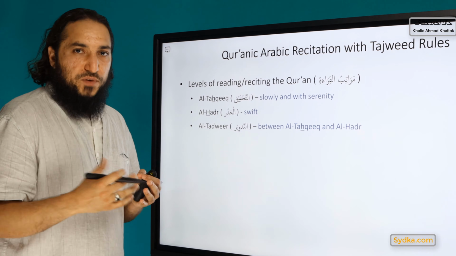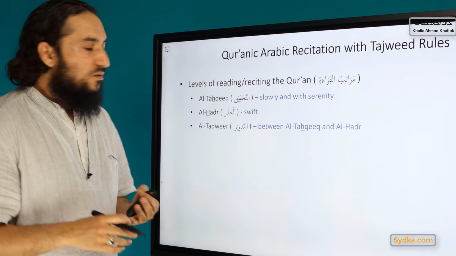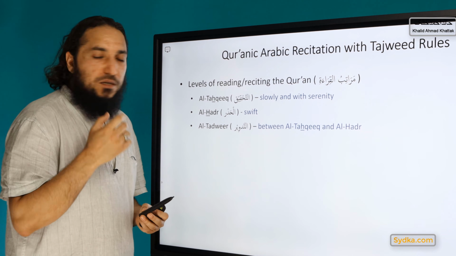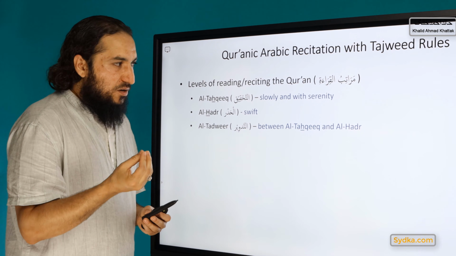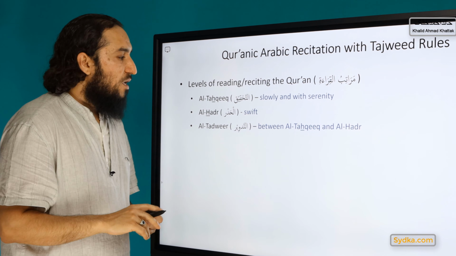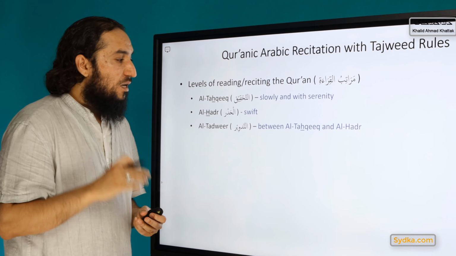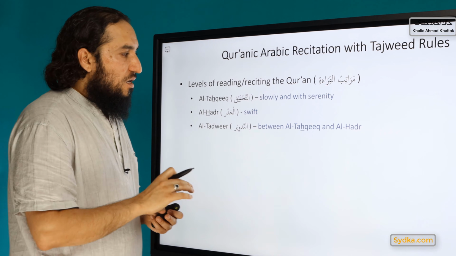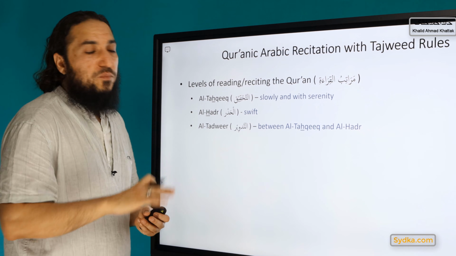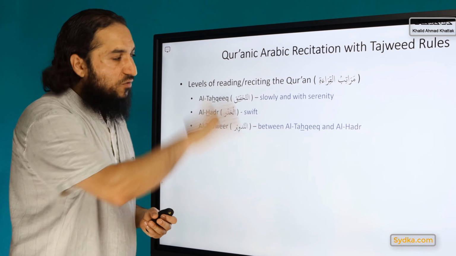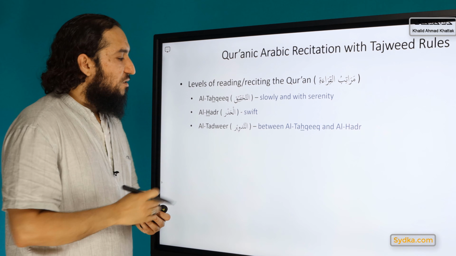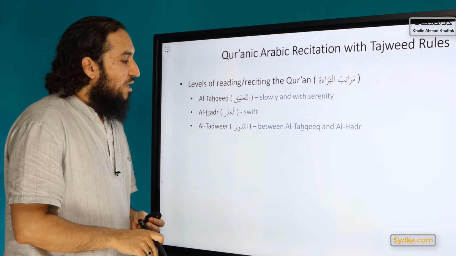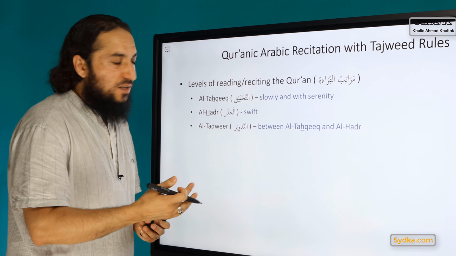There are 3 levels of articulation when reciting the Quran. The first one is called al-Tahqiq. That's when you recite Quran slowly with serenity. That's the best one. The second one is al-Hadar. That's very swift and very fast recitation of Quran. But you have to observe the Tajweed rules with all of them. It's just the speed difference. So Tahqiq is slow with serenity, and al-Hadar is very fast, quick.